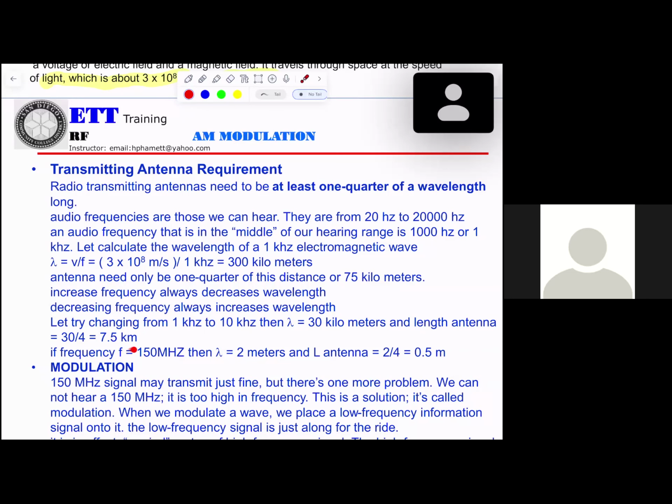If frequency f equals 150 megahertz, lambda equals 2 meters, and the antenna will be 0.5 meter.